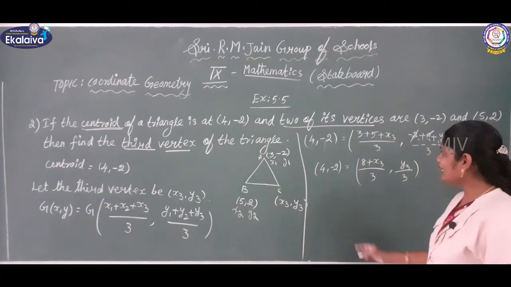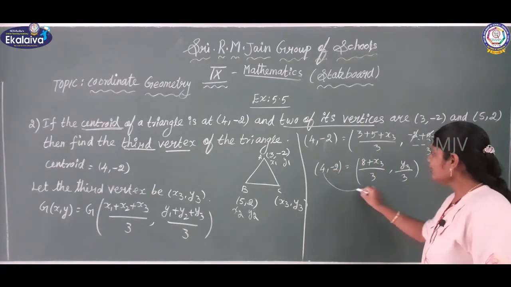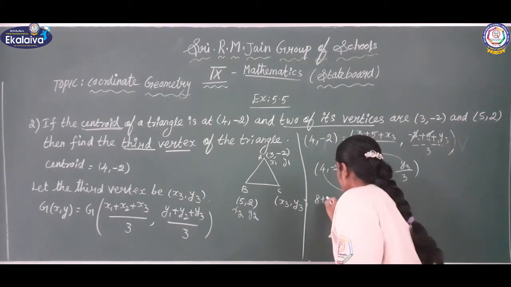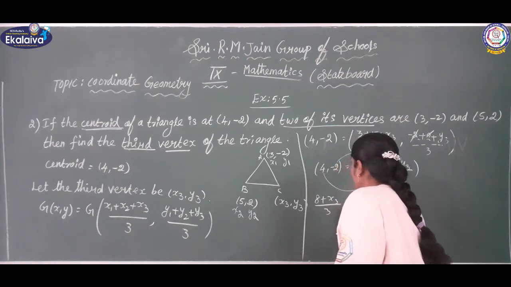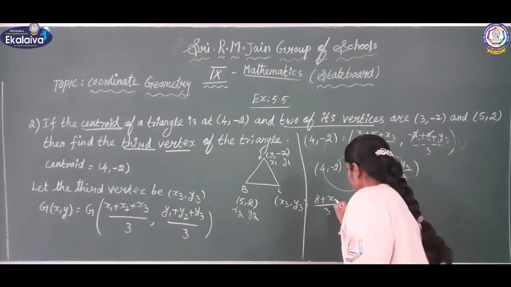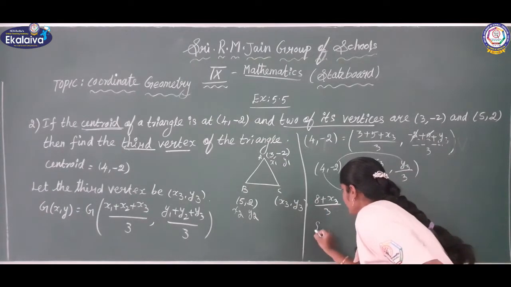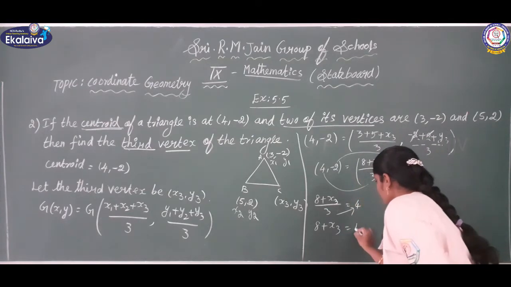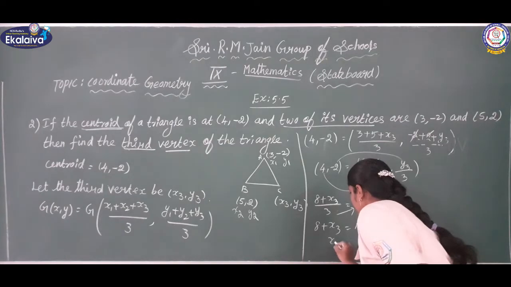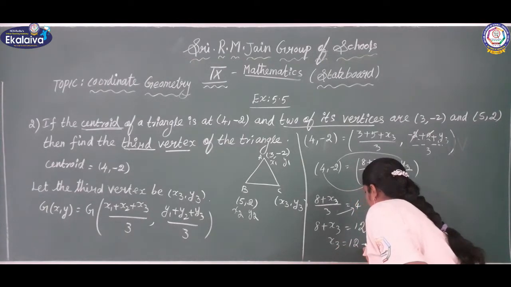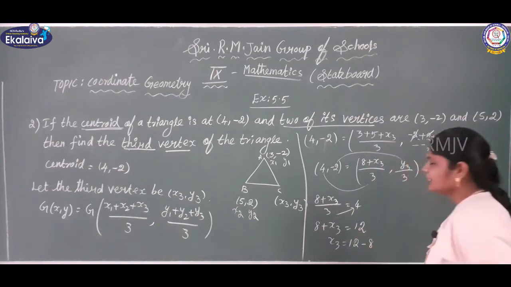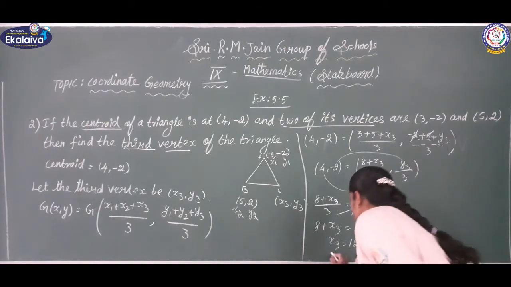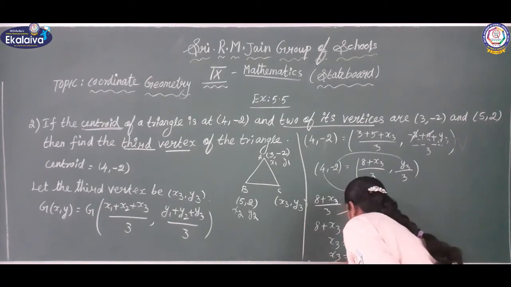Now you should equate the x coordinates with x and y coordinates with y. So (8 plus x3) by 3 equal to 4. So 8 plus x3 equal to, cross multiply this, 3 fours are 12. x3 equal to 12 minus 8, because addition will change to subtraction on the other side. 12 minus 8, what you will get, children? 4. So x3 equal to 4.